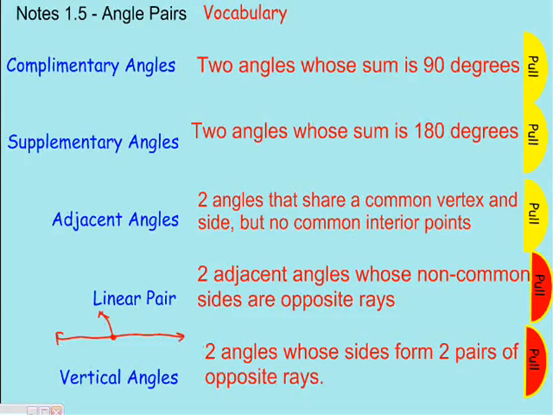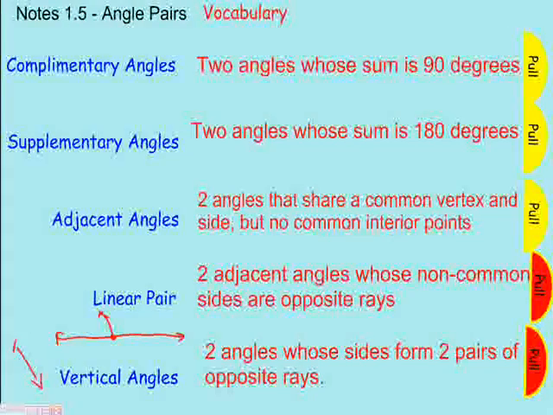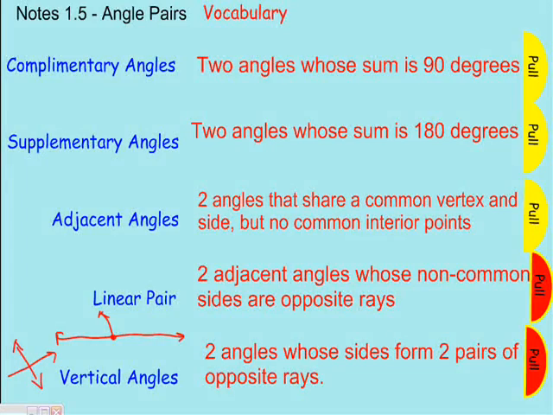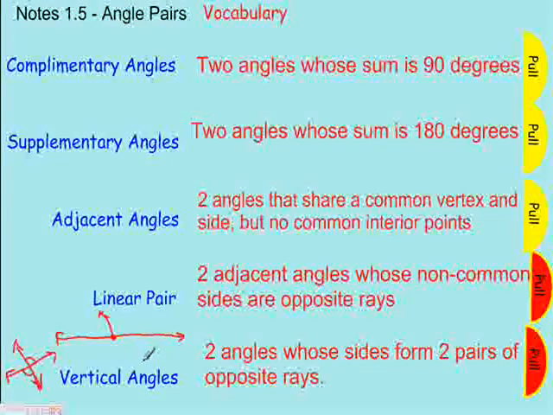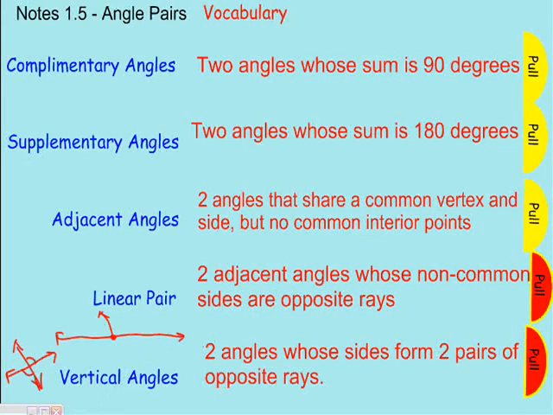So basically what I've got going on here is I've got intersecting lines. And so I have essentially two linear pairs happening. But these would be my vertical angles, the ones that are across from each other. So this one right here and this one right here, or these two would be vertical angles. Bonus points to anyone who can spot the misspelling on this page.